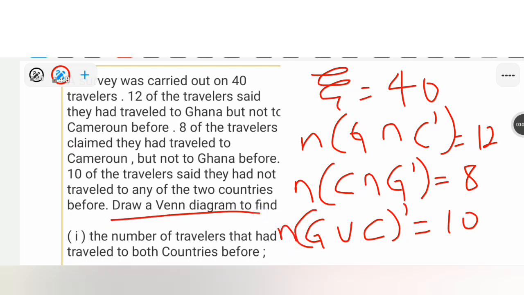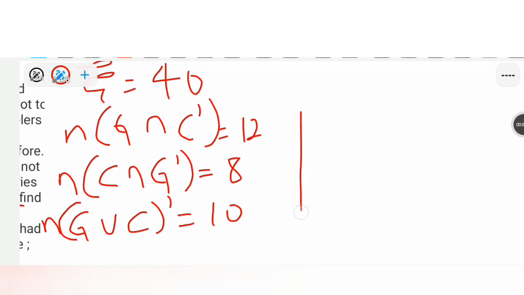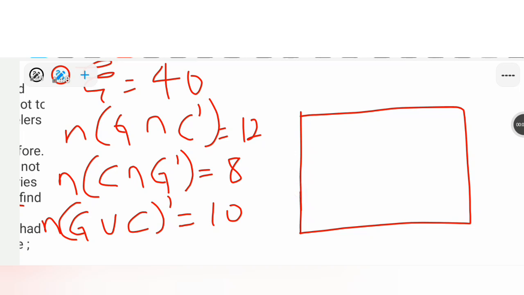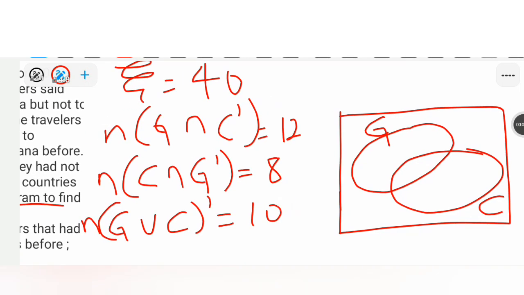We'll draw a Venn diagram. So let's draw the Venn diagram first, then we'll come back to the question. So draw a rectangle first. So you have this part, you have this part. This will be G, that's Ghana, this is Cameroon. So from this question, we are told that n(G intersection C prime) is equal to 12, which is this part here. C should not be involved. Here is 12.